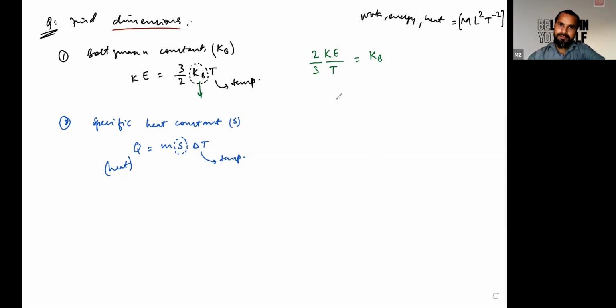For the first part, Kb is equals to 2 over 3. 2 is constant and 3 is constant, so just neglect them. K is kinetic energy, for which dimension is M L squared T minus 2. And here T is temperature, so dimension formula would be capital K. So bring this particular part to the numerator. It will be M L squared T minus 2 and K minus 1.